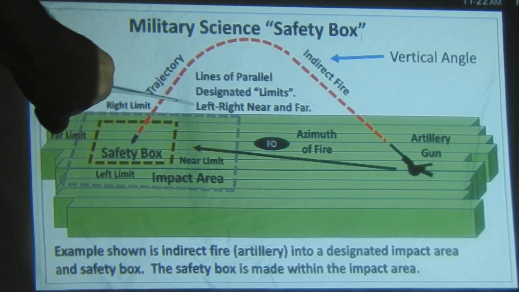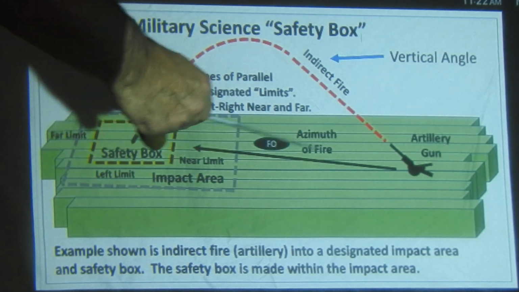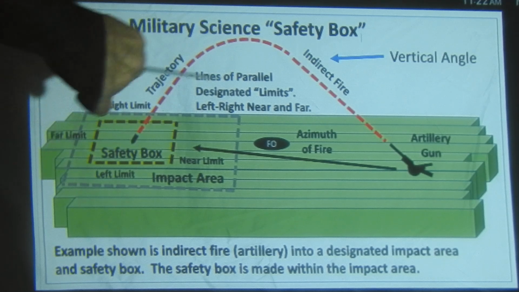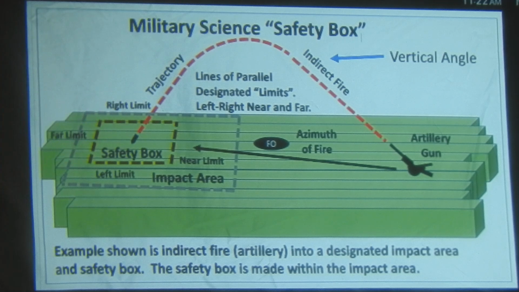These are lines of parallel, designated limits: near, far, left, and right. Again, when artillery pieces fire, they can't see where they're firing in for indirect fire, and they have to have an FO, a forward observer, who spots that round or sees it land safely into the impact area. Again, military science makes heavy use of vertical angle.